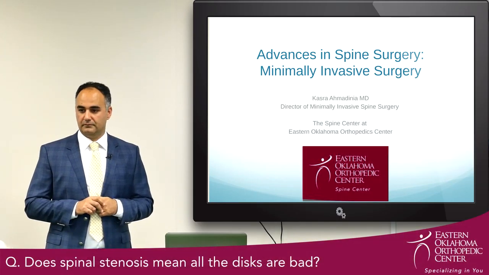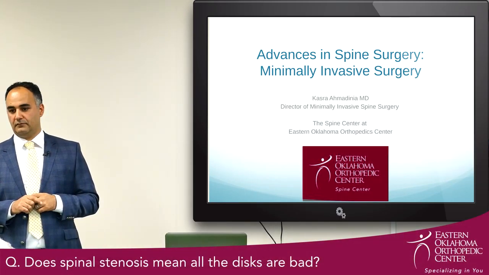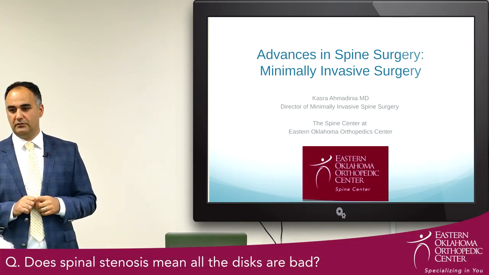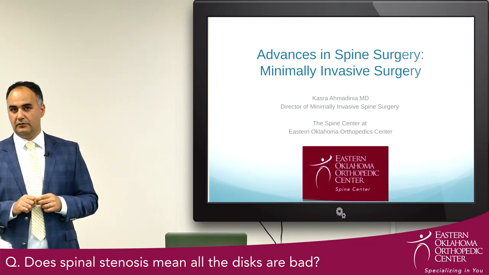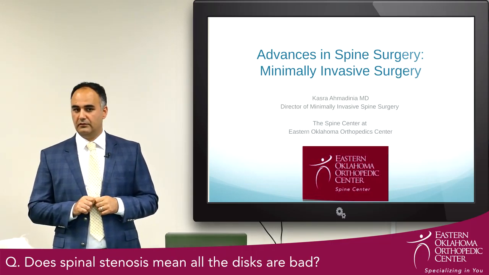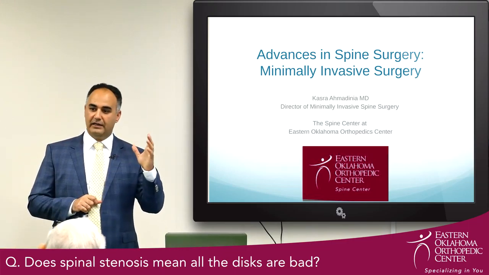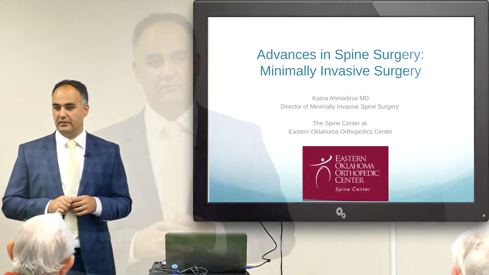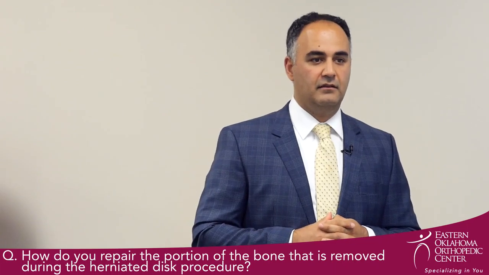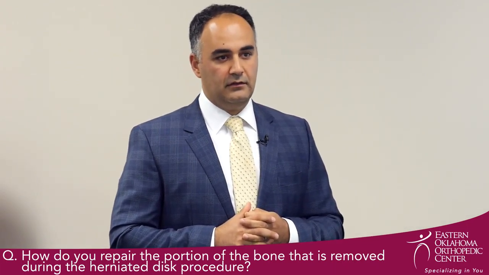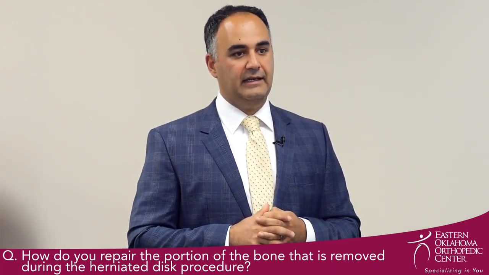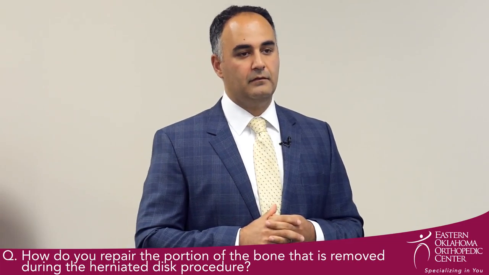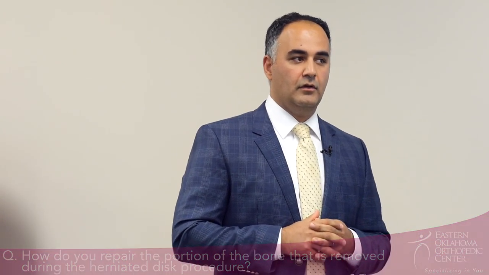When they say spinal stenosis of the cervical region, that means all of the discs are starting to change? Not necessarily. Depends on which, sometimes they'll say C4-5 stenosis or C5-6 stenosis. With the herniated disc, you say you remove a portion of the bone and then you open the ligament so that you can see. How do you repair the ligament, and do you do anything with that missing portion of the bone? The missing portion of bone is very small, so no, you don't do anything with that. The muscle just covers it right back up.